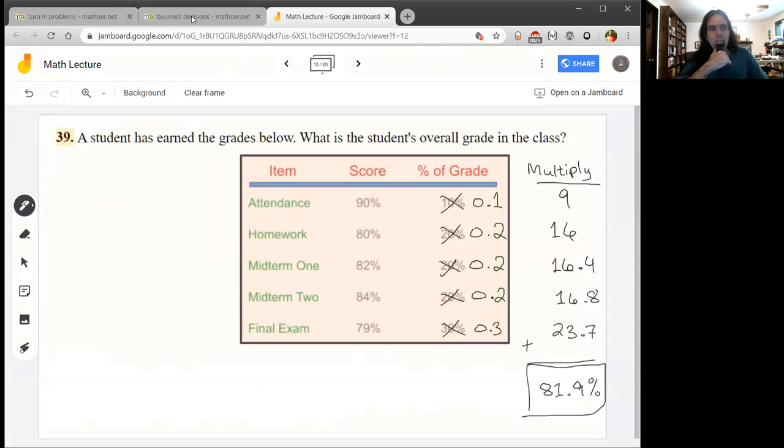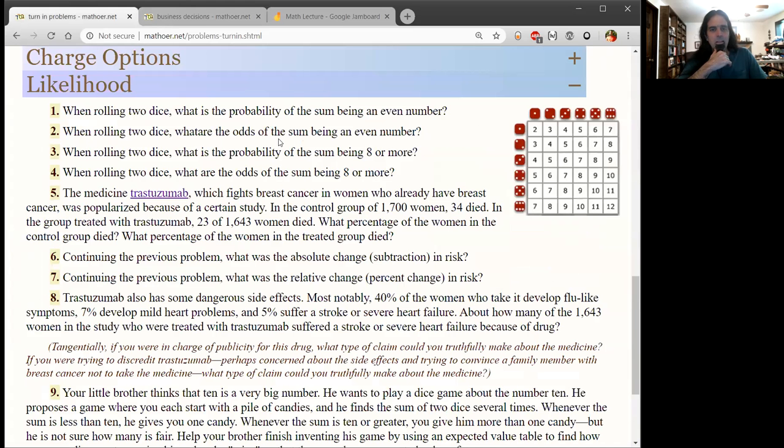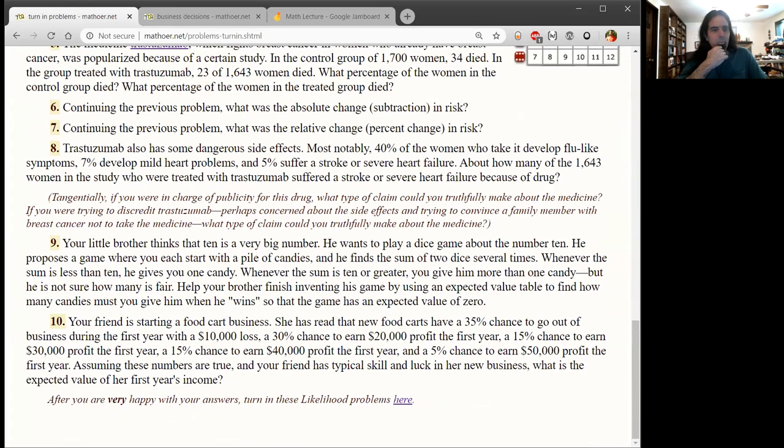For homework, you have two weighted average things, one about inventing a game and one about if you start a food cart business, how much can you expect to earn? You're not sure, but there are different chances to earn or lose. And people have started enough food carts that you could do that kind of research. These numbers, by the way, are just fake numbers.